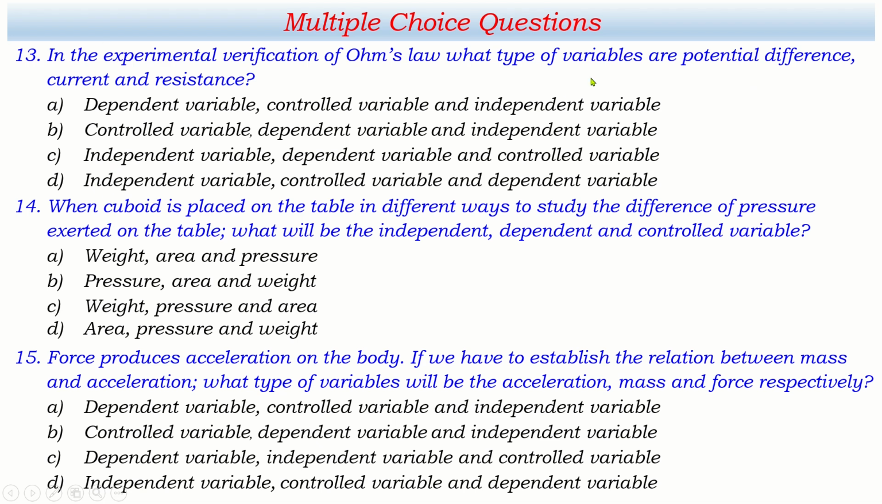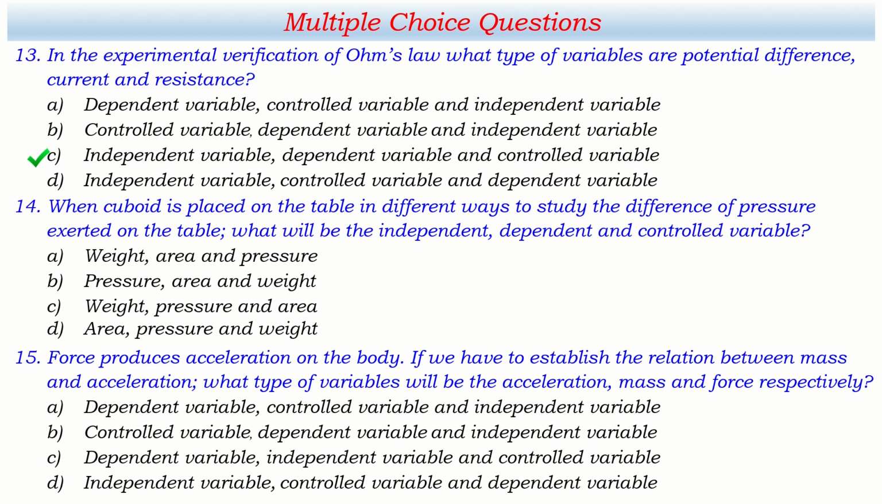And current, its effect on current is seen. That's why current is the dependent variable, now in C and D. In C, we have the dependent variable here. And resistance, throughout the experiment, resistance is the controlled variable because a resistor of the same length, same thickness and same temperature is used throughout the experiment. That's why it is the controlled variable. So potential difference, current and resistance are independent, dependent and controlled variables. Option number 3 is correct. C is correct. Okay. 14.